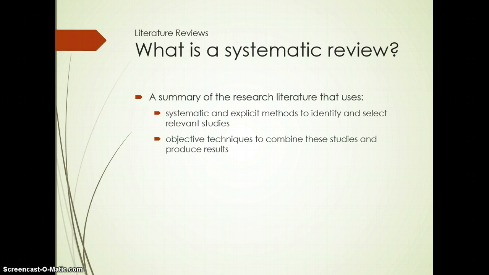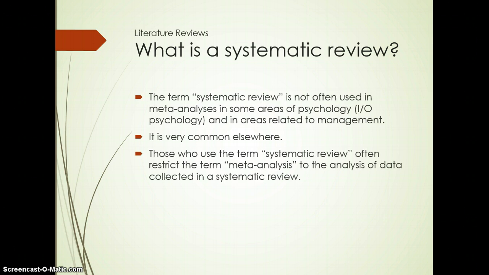All right, so systematic review. A systematic review relies upon systematic and explicit methods to identify and select relevant studies. They can use objective techniques to combine these studies and produce results. So a lot more consistency would result from using a systematic approach. Unfortunately, the term systematic review is not often used in my areas of research, which is IO psychology and areas in meta-analysis. Systematic reviews are a much more common term in fields such as education and medicine.